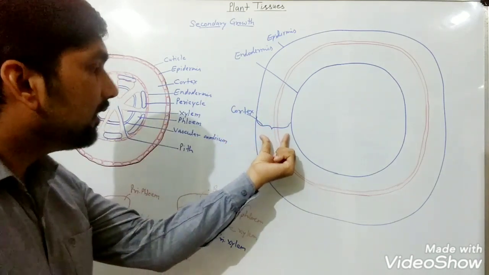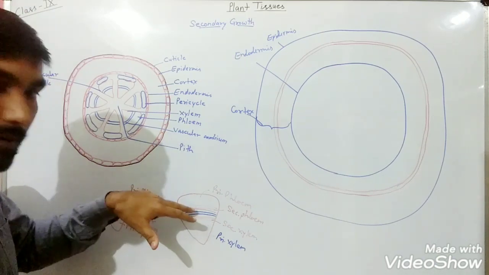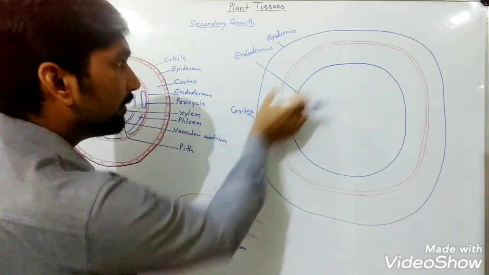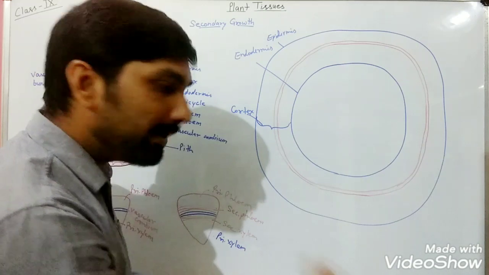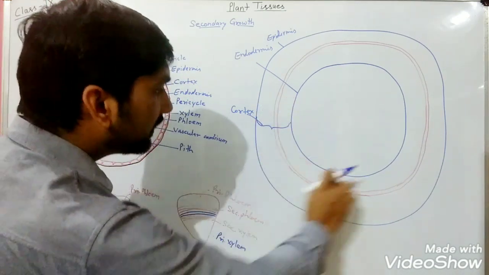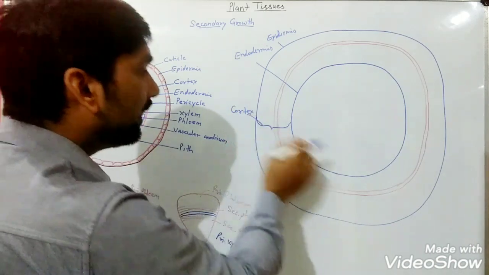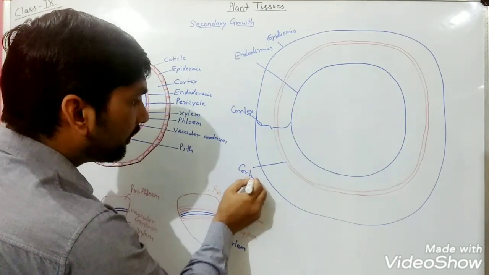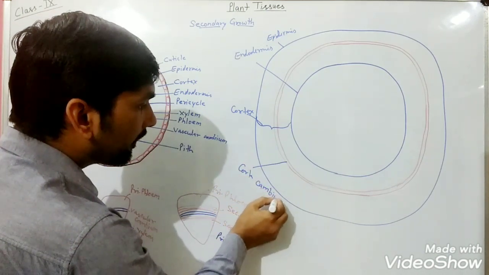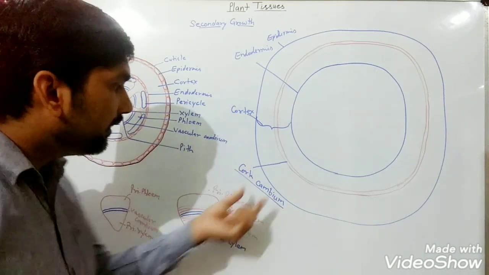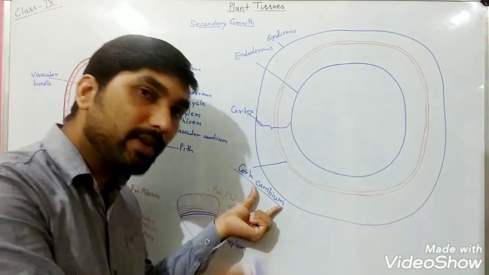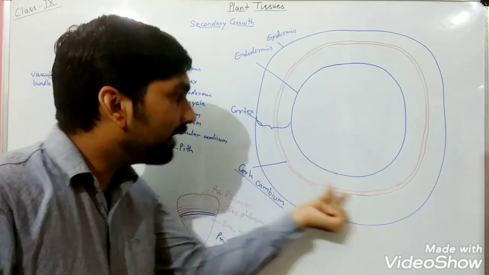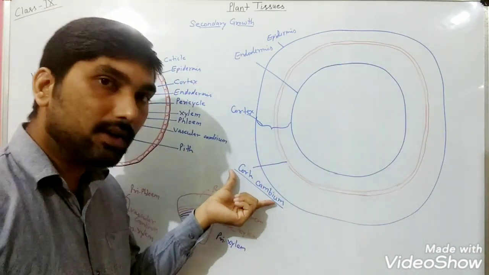In the cortex region, due to the activity of cambium, when the cells are going to increase in girth, some cells in the cortex will behave like meristematic cells. These layers of meristematic cells present in the cortex region are known as what? Cork cambium. It is the ring of meristematic tissue present in the cortex region, and that's why this layer is known as cork cambium.